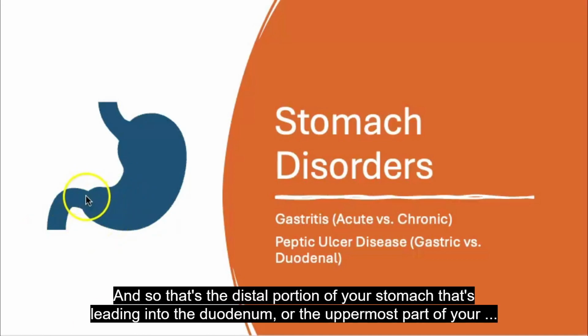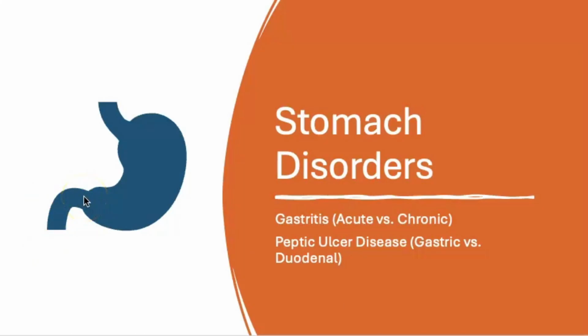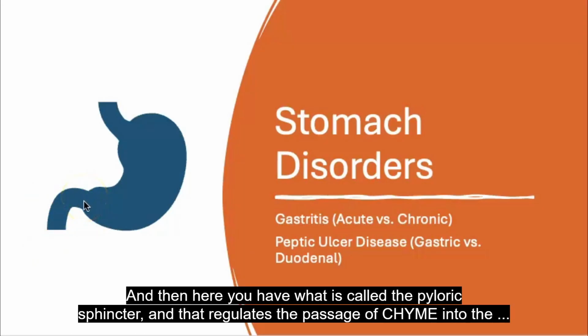And so that's the distal portion of your stomach that's leading into the duodenum, or the uppermost part of your small intestine. And then here you have what is called the pyloric sphincter, and that regulates the passage of chyme into the duodenum.